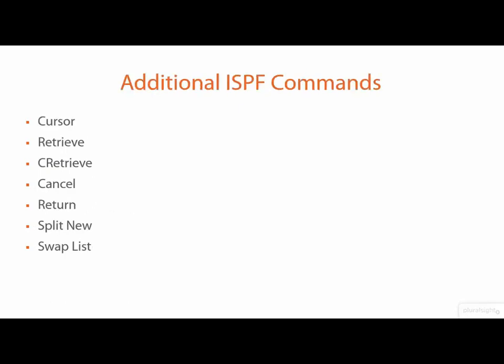Additional commands that we can invoke in ISPF involve something like the cursor, which allows us to move the cursor to our first primary input line. The retrieve allows us to retrieve the last commands and basically scroll through the history of commands that we have entered. The conditional retrieve, in this case, will operate as either a retrieve or the cursor, depending on where our cursor happens to be when we hit that PF key.